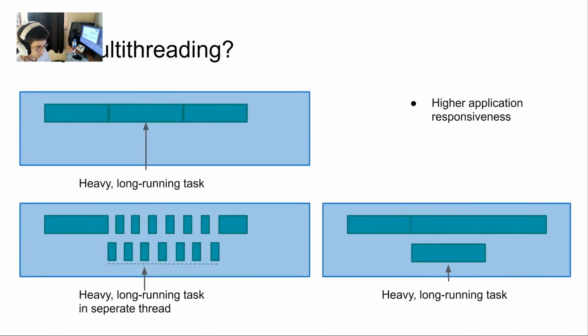A third benefit we can get from multithreading is higher application responsiveness as perceived by the user.